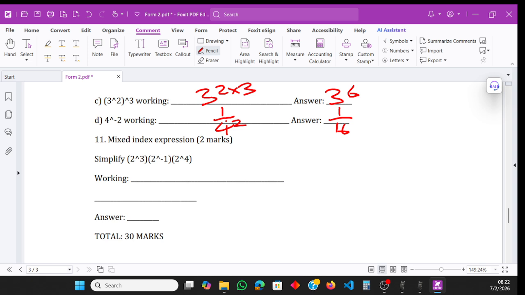Now, we have mixed index expressions. Simplify. There's a lot that we are seeing there. It looks like we have 2 to the power 3 multiplied by 2 to the power minus 1 multiplied by 2 to the power 4. So it's a series of sums because the base is the same and we are multiplying. So this will be 2 to the power 3 minus 1 plus 4. Now, 3 minus 1 gives us 2, plus 4, that's 6. So this will be 2 to the power 6.